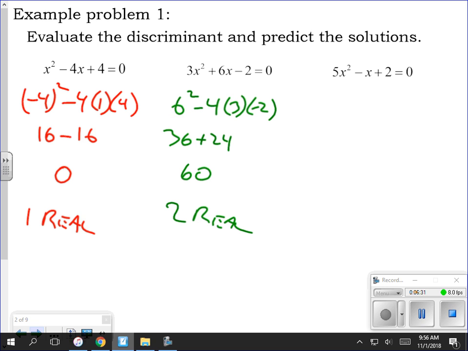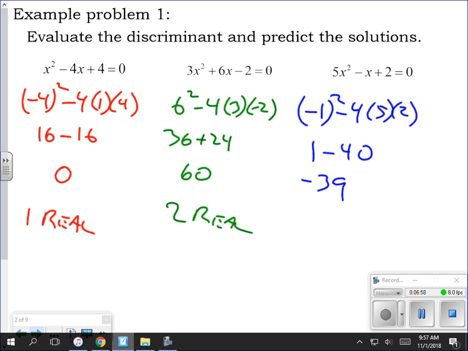And I'm guessing you can probably figure out what the next one is, but we got to do it anyways. So what's my b on the last one? It's minus 1. My b is minus 1. Because how many x's do I have? I have minus 1x. So I have negative 1 squared minus 4 times 5 times 2, which is 1 minus 40, or negative 39, which means I have a negative underneath the square root, which means that I have two imaginary answers.